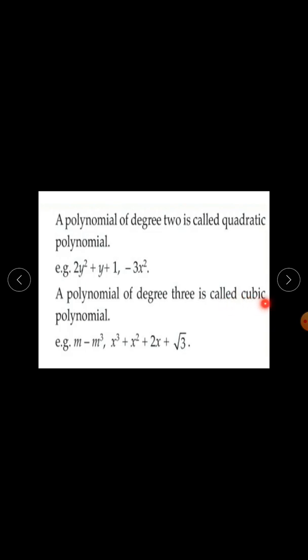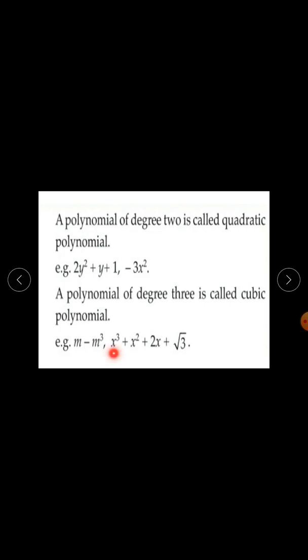Next is cubic polynomial. A polynomial of degree 3 is called cubic polynomial. For example, m minus m cube. Here highest power of the variable is 3, which means degree of this polynomial is 3. And a polynomial of degree 3 is called cubic polynomial. That's why m minus m cube is an example of cubic polynomial.